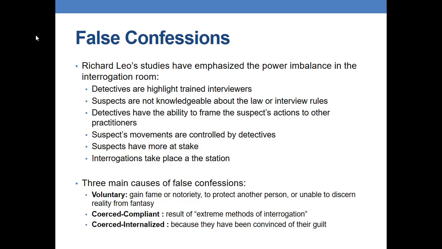Finally, some suspects provide a coerced, internalized false confession because they have been convinced incorrectly of their guilt. This generally comes from presenting false evidence and detectives telling suspects that they have camera footage of them someplace that they weren't, or they have some other type of evidence against them, or somebody said it was them. More than 250 interrogation-induced false confessions have been documented in the past 50 years.